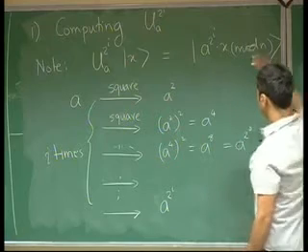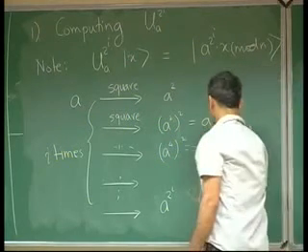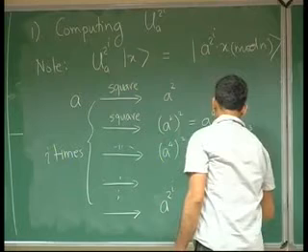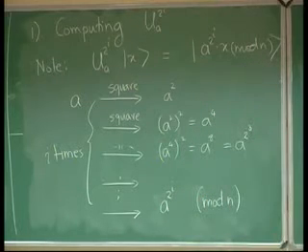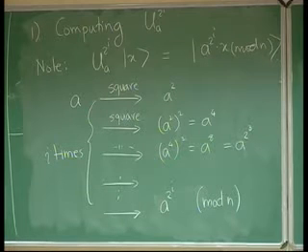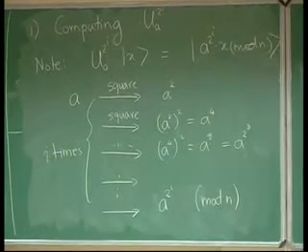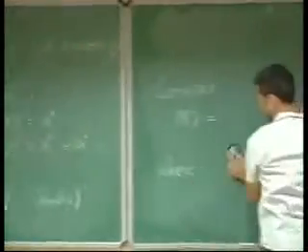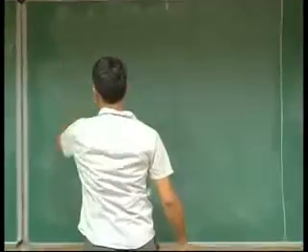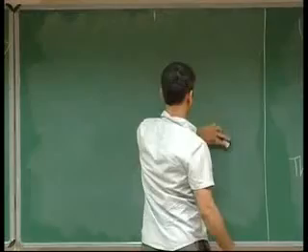Remember, this is all modulo n. Modulo n simply means that whenever you get a result that's bigger than or equal to n, you divide by n and just stay with the remainder. So now you have a raised to 2 raised to i mod n, and you simply multiply x with this.